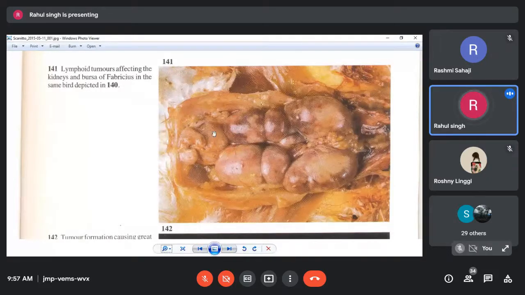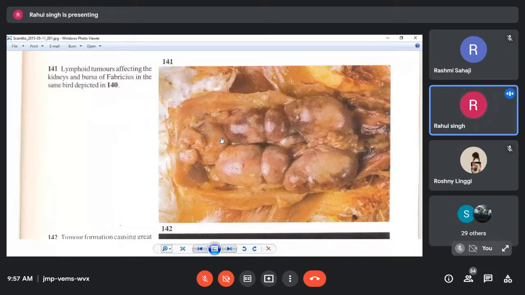And you can see this is the bursa of Fabricius. The bursa is almost invariably found retained bursa.